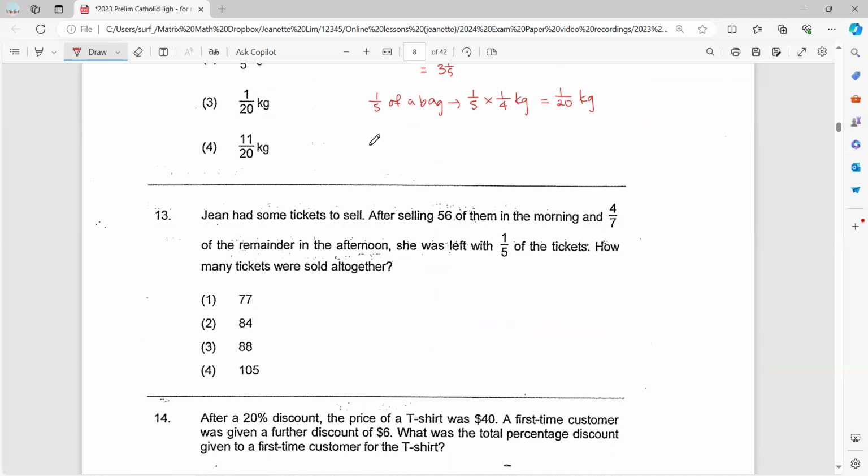Jean had some tickets to sell. After selling 56 in the morning and 4/7 of the remainder in the afternoon, she was left with 1/5 of the tickets. How many tickets were sold altogether? Okay, model. 56 in the morning. 4/7 of the remainder. Let's cut it. Afternoon. And she's left with 1/5 of the tickets. 1, 2, 3, 4, 5, 6.